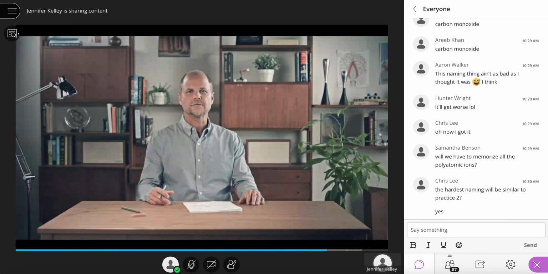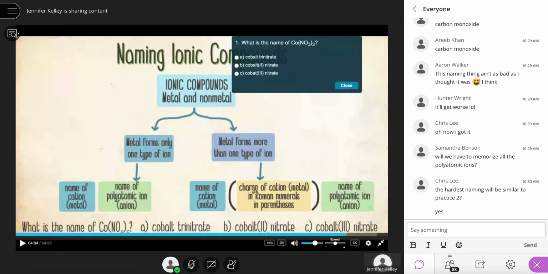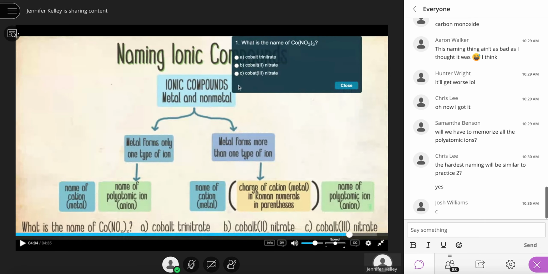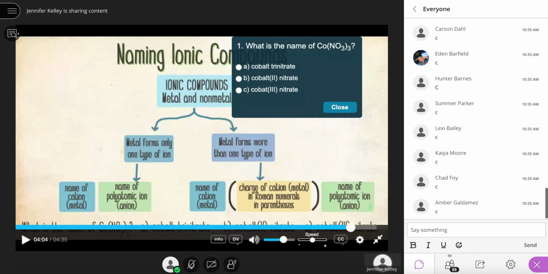Now, here's a practice question for you. What is the name of Co(NO3)3? A, cobalt trinitrate, B, cobalt(II) nitrate, or C, cobalt(III) nitrate. Let's see what you guys are saying here. C. All right, let's give that a try.